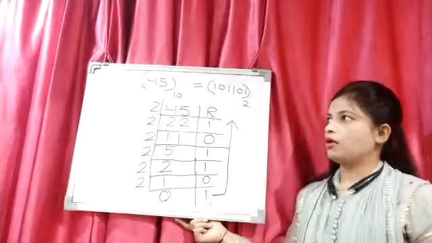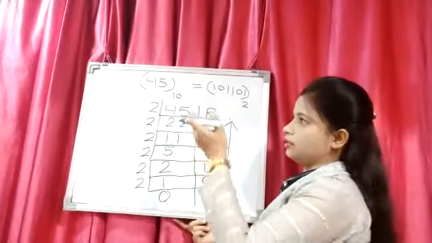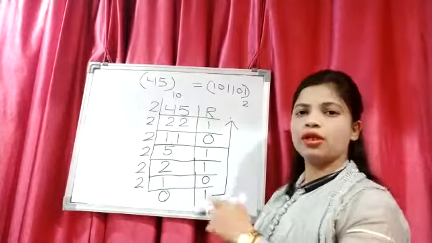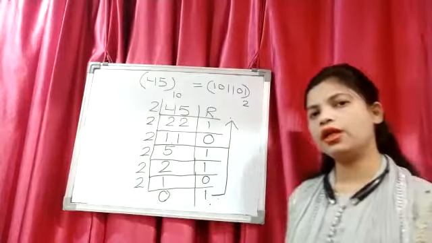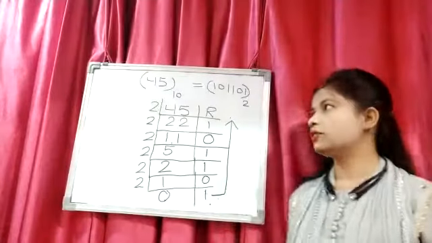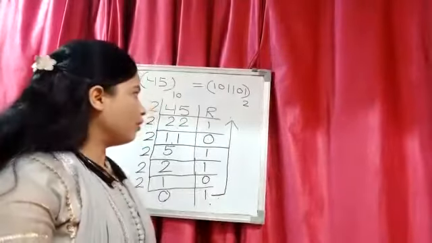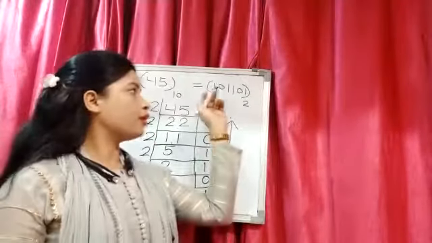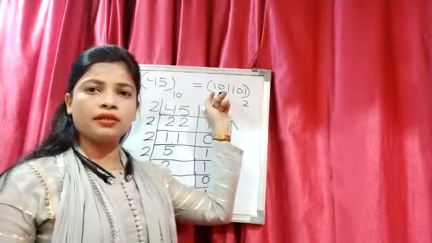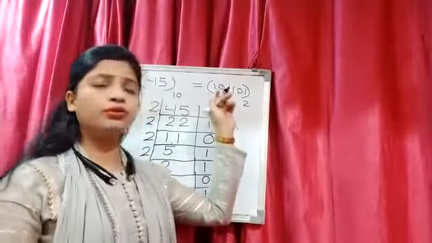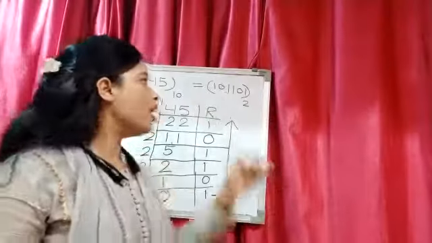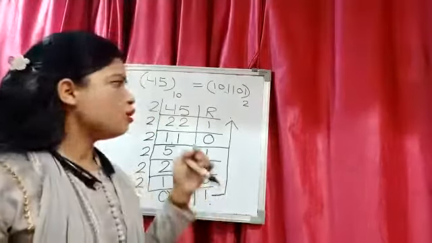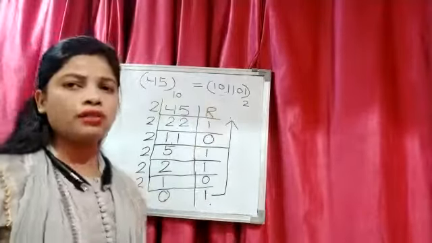Okay, this is a representation of binary number. Binary number consists only of 2 digits, 0 and 1. So the answer is in the form of 0s and 1s only. We should not get 2 as a result. We should not get 3 as a result. We should not get 4 as a result. Why? Because it is a binary number, and binary number consists only of 2 digits, that is 0 and 1.